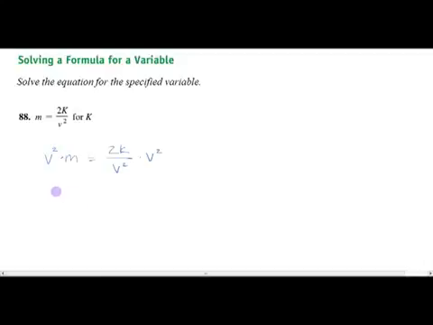That gives me a v squared m on the left. On the right, my v squareds cancel, and I have 2k. Now, as I'm trying to solve for k, all I have to do is divide by 2. So k equals v squared m all over 2. Now we have a new formula that's solved for k.